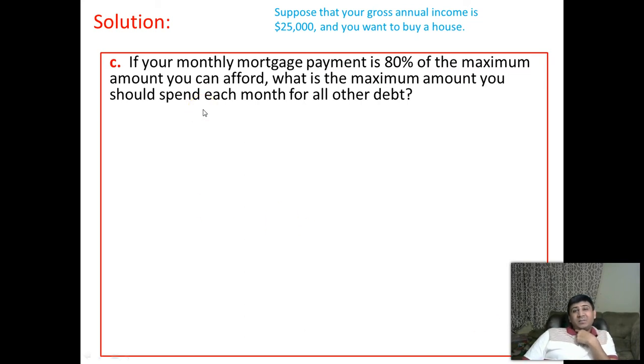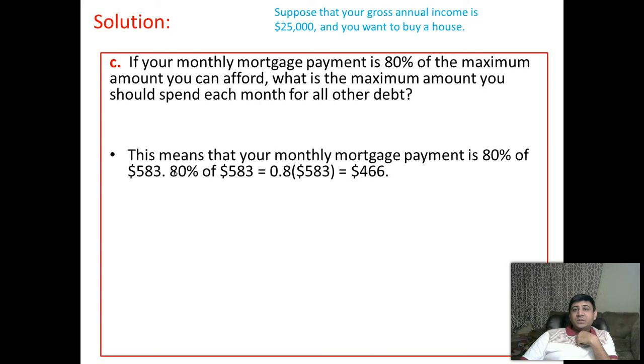Now this was a little bit complicated. If your monthly mortgage payment is 80% of the maximum amount you can afford, what is the maximum amount you should spend each month on all other debts? So let's do it step by step. This means our monthly mortgage payment is 80% of 583, that much we can afford. So 80% of 583 is 466. So this much we are spending on the mortgage.